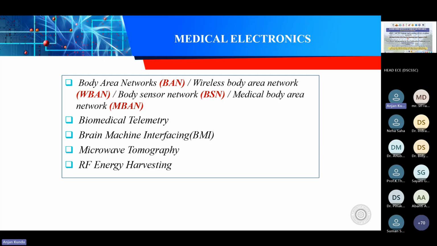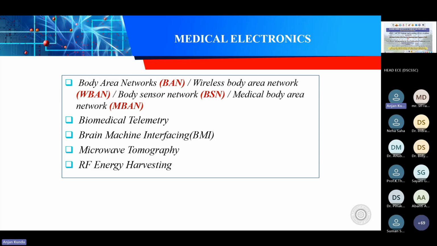Then BCI or BMI, brain computer interfacing or brain machine interfacing, is a very, very hot topic now, particularly in the research domain. But it is not limited only to computer science engineers, rather mechanical engineers, electronics engineers, lots of science, lots of physics, chemistry, all are related with this brain machine interfacing. A chemistry guy can also do research in this brain machine interface.